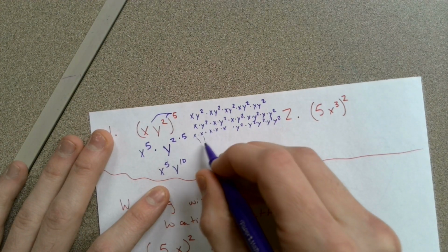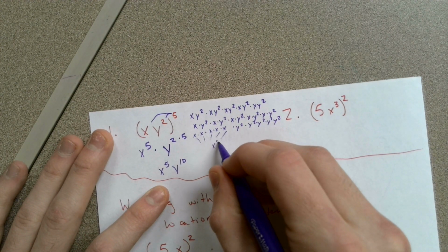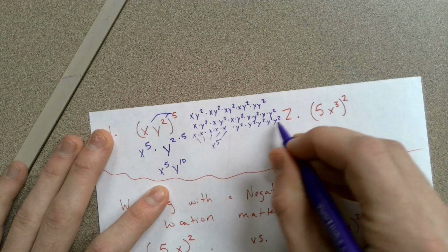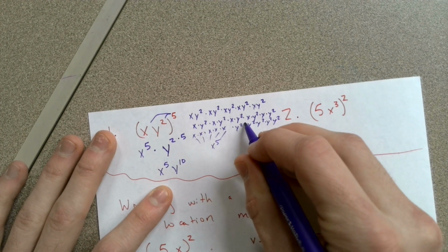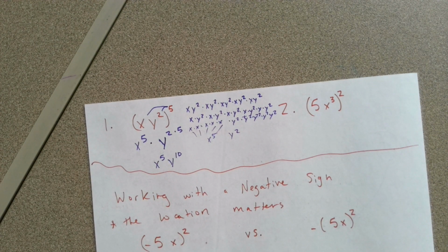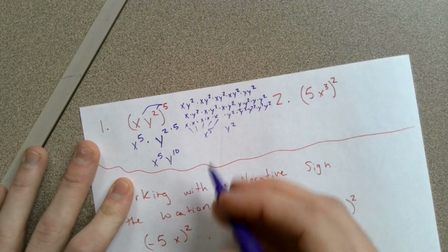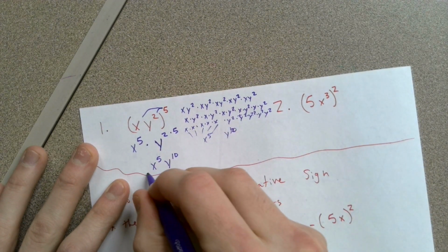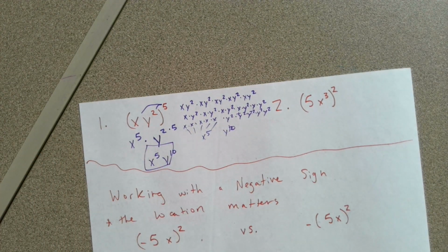Oh, and then there I finally realized I have 5 x's, x to the 5th, and I have y to the 2nd 5 times, but I can add those all up, make y to the 10th. But why spend all of that time doing that when I can just take this and pop it onto the back of each and get the same answer right here? So that's what I want you to practice doing.